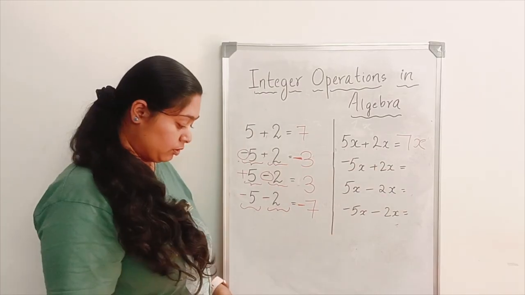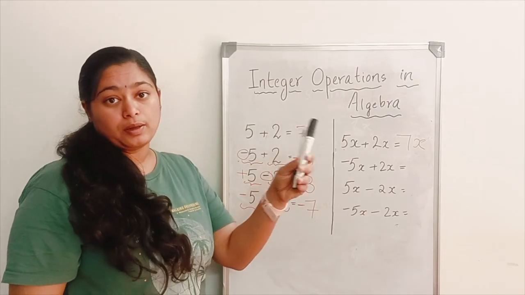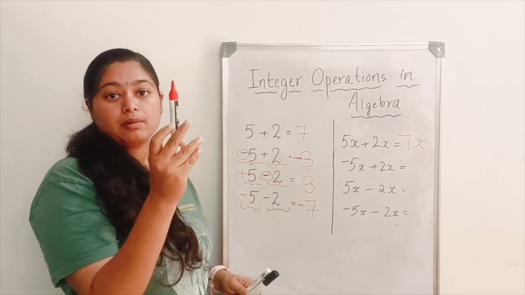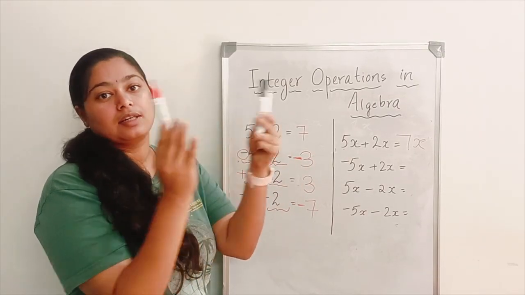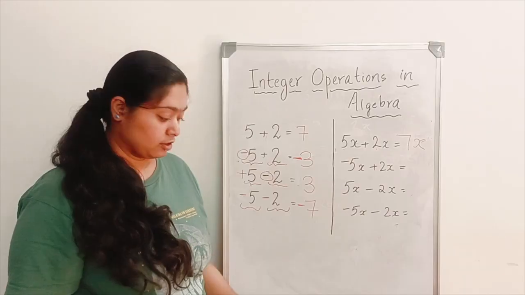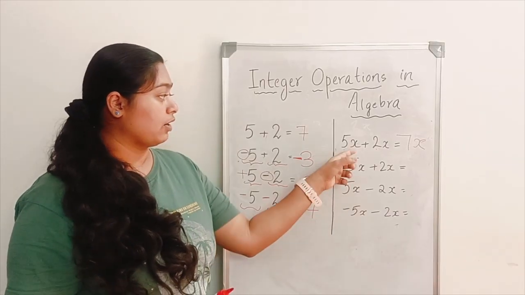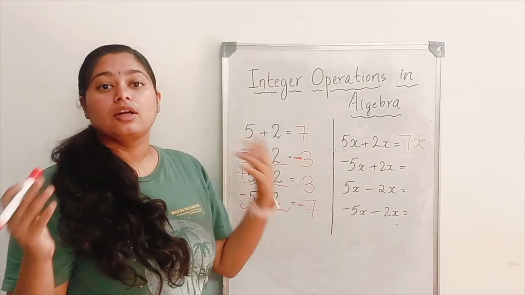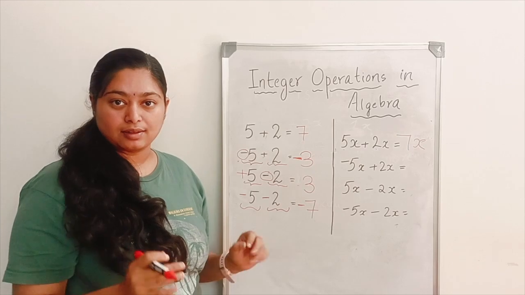Or in simple words, I have 2 pens in my left hand and 1 pen in my right hand. Together, it's just 3 pens. That's it. So we have 5x plus 2x. Together it's just 7x. That's it.